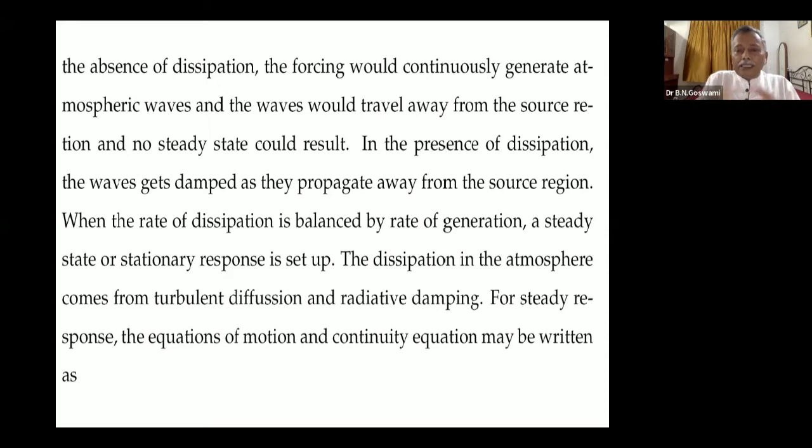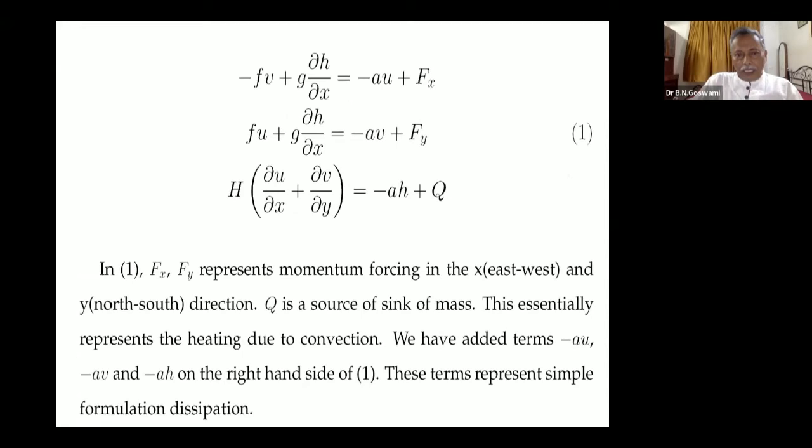The forcing will keep on generating these waves, and then they will propagate out and dissipate. So when the rate of generation and the rate of dissipation balance, then you will have some sort of a steady state, and that is how we get a steady state. So how do we study the steady state? We can go back to the same linear equations.